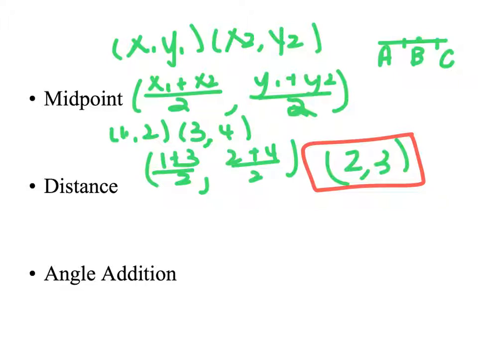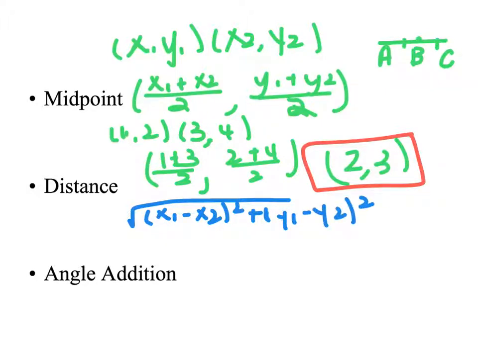With distance, distance is the square root of (x1 minus x2) squared plus (y1 minus y2) squared. What people are forgetting to do is take the square root. If it wants an exact distance, it wants you to leave it as the square root and simplify the radical. If it wants an approximated distance, it wants a decimal. On some things, I've allowed you to do either one.